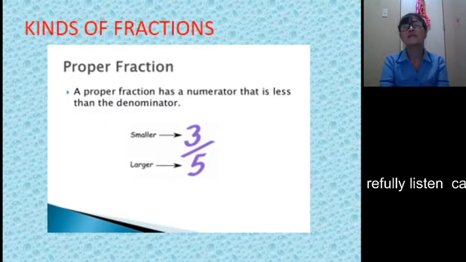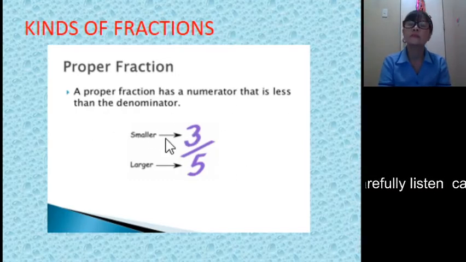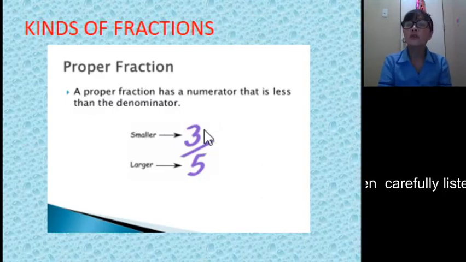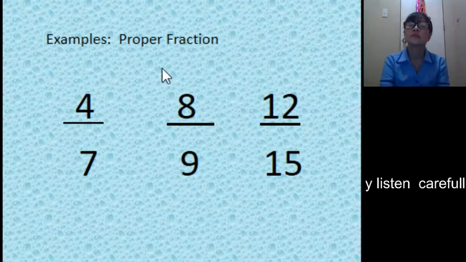Actually, there are different kinds of fraction. This one is a proper fraction. A proper fraction is a fraction that has a numerator that is less than the denominator. As you can see in our example, 3 is smaller than the denominator of 5, or the numerator is less than the denominator. So I will give you another example for further knowledge about this proper fraction.